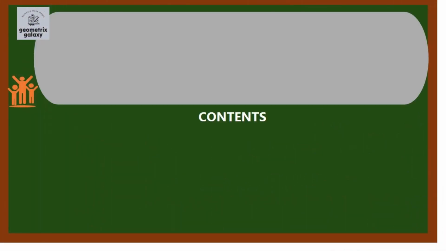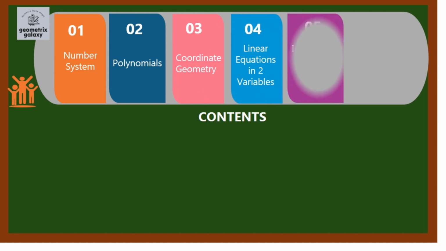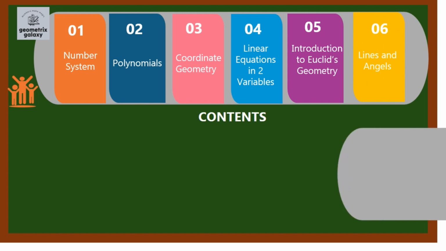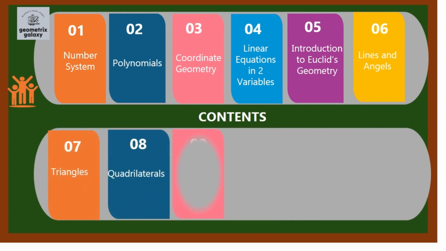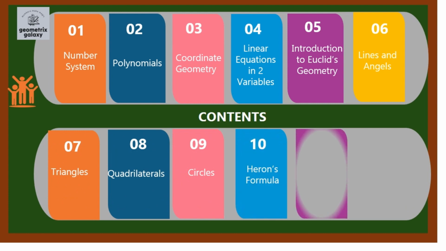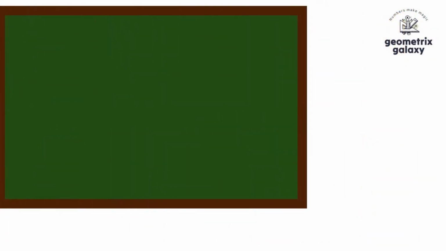Now let us see what chapters we are going to study this year for grade 9. That's number system, polynomials, coordinate geometry, linear equations in two variables, introduction to Euclid's geometry, lines and angles, triangles, quadrilaterals, circles, Heron's Formula, surface areas and volumes, and statistics.